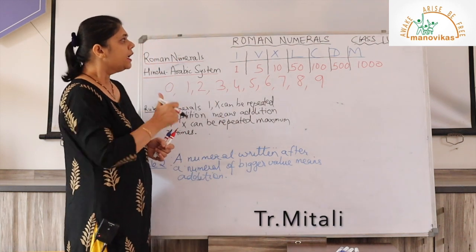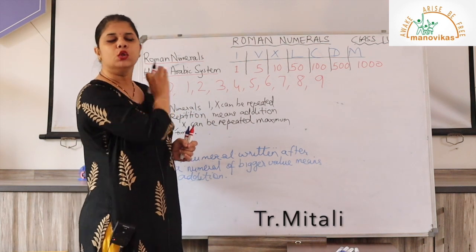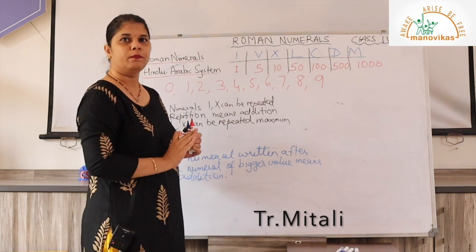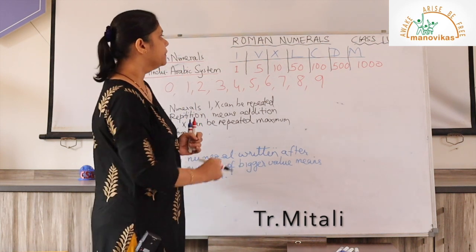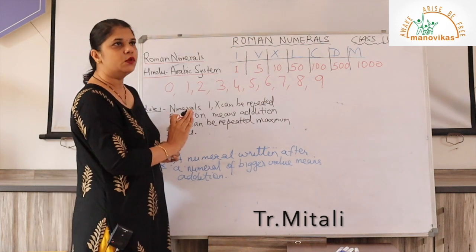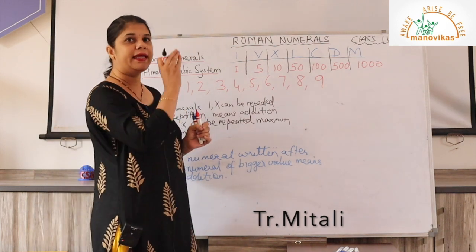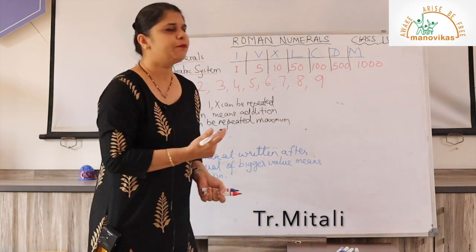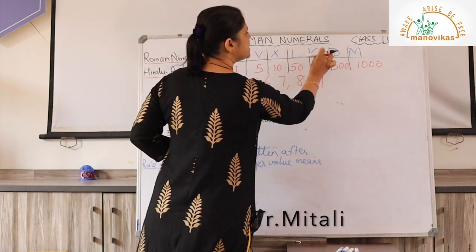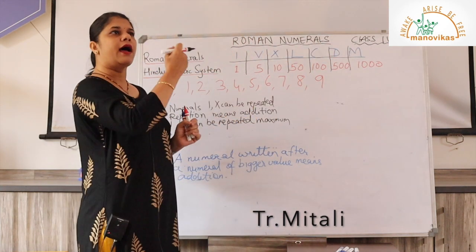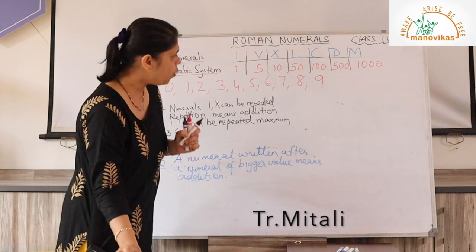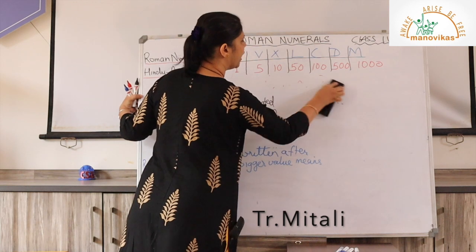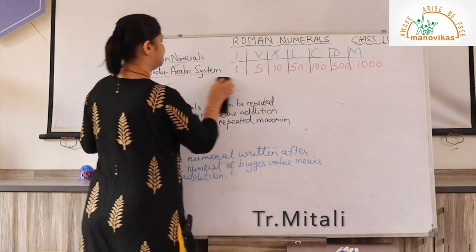Point number 1, in the Roman system there is no symbol for 0. Next, this system does not use place values to write the numbers. And in this Roman system, there are separate rules of addition and subtraction of these numbers which we use to write the other numbers. Now, we will see how to write Roman numerals from 1 to 39.